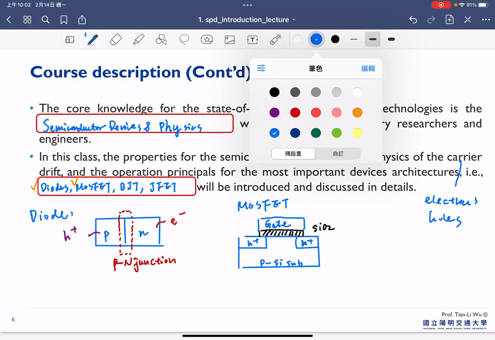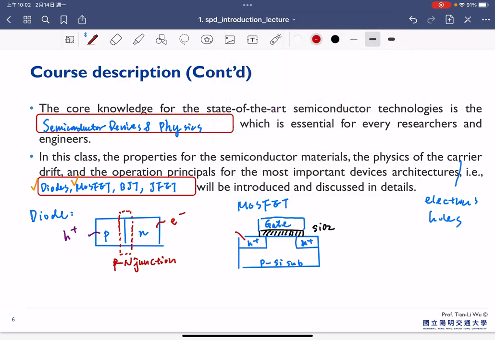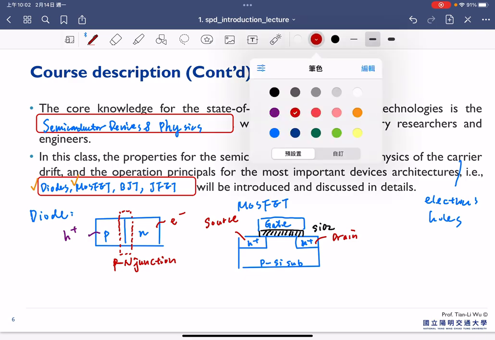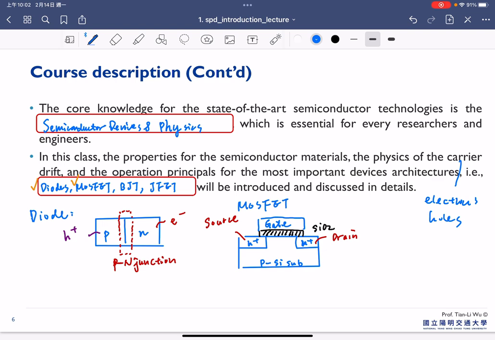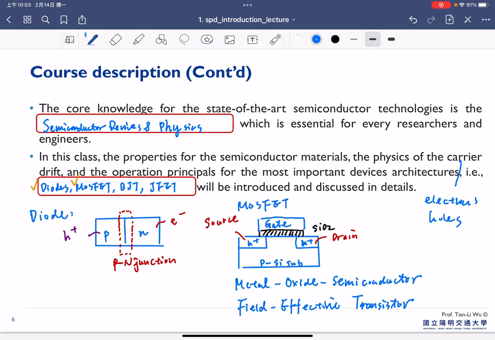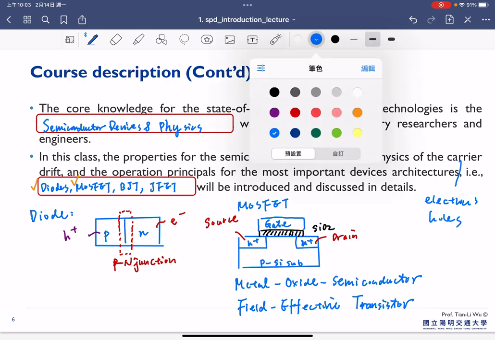And we have names for the different regions. For example, on the left-hand side, we call this the source. On the right-hand side, we call this the drain. The full name for the MOSFET is actually metal oxide semiconductor field effect transistor. Okay, so that's the full name, and that's why in short we call it MOSFET.